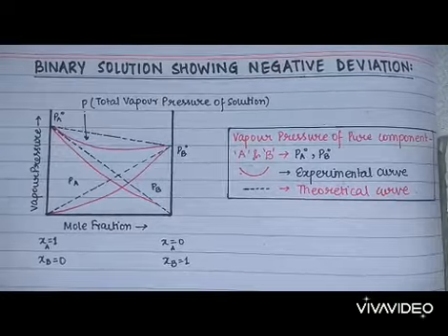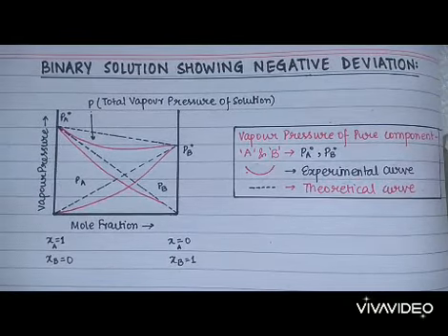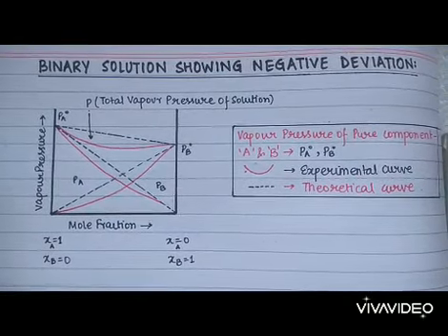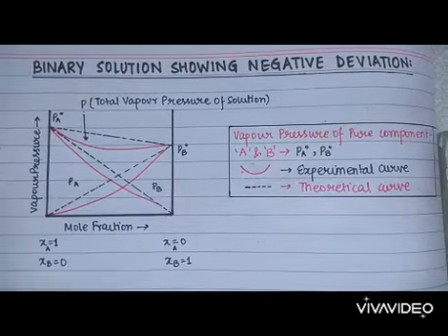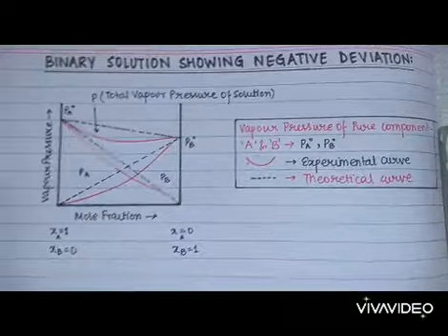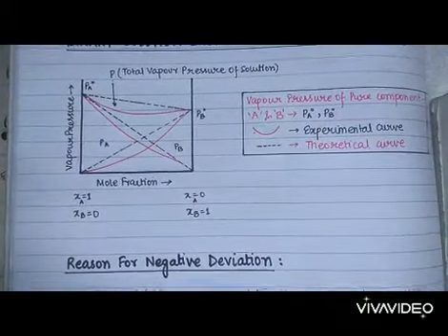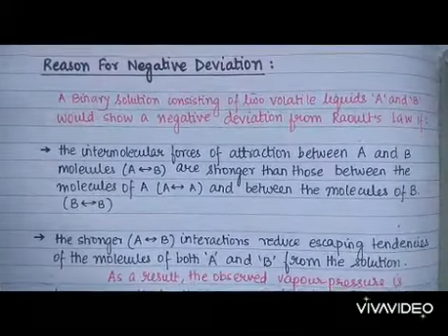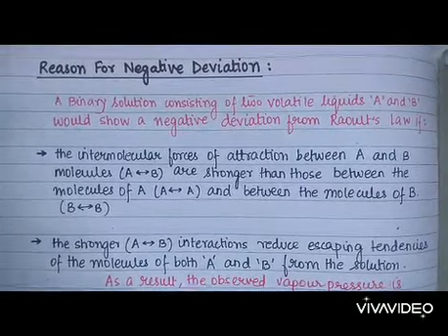Second, we have binary solution showing negative deviation. Here also, like the previous one, PA0 and PB0 are the vapor pressures of pure components A and B. Red curve is the experimental curve and dotted line is a theoretical curve. These are the reasons for the negative deviation.